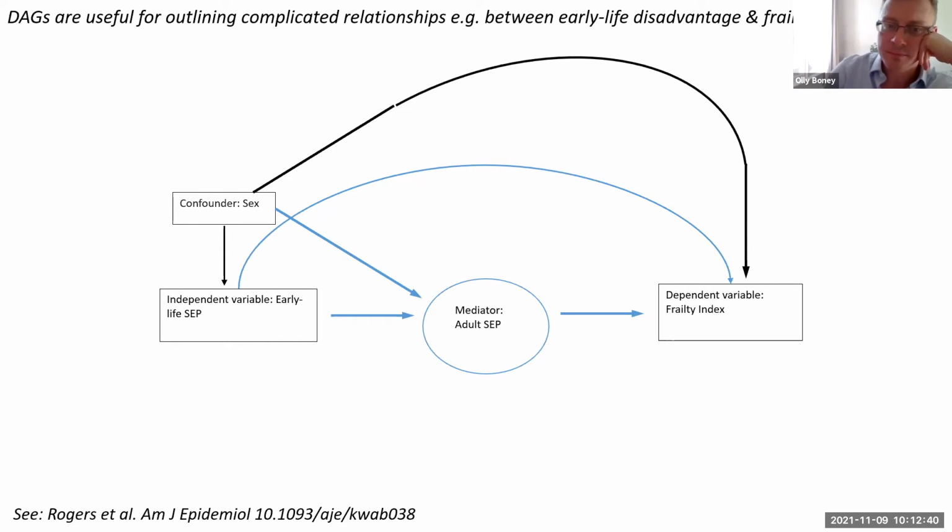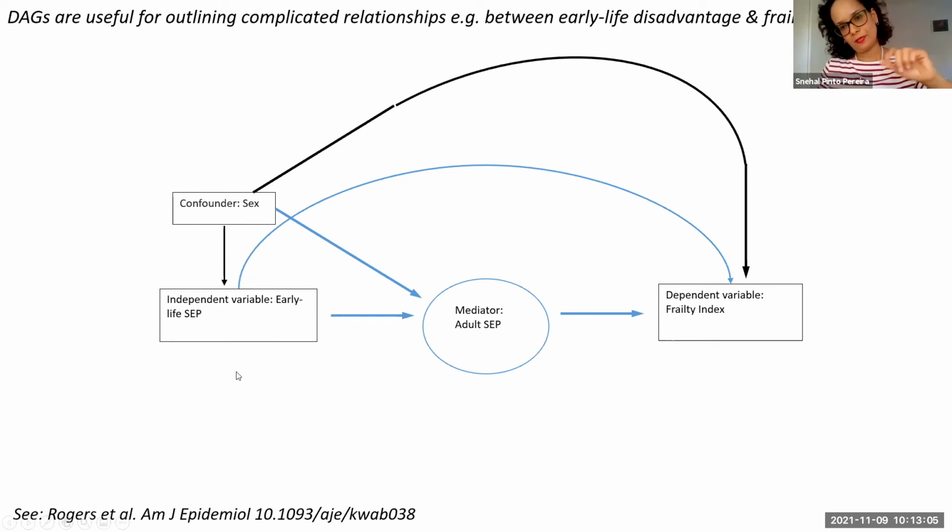It's disadvantage. So your early life disadvantage can affect frailty through continuities of disadvantage into adulthood, or you could have a direct effect. And then you can have things like confounders. So for example, sex could affect your frailty, and sex in some social and cultural instances can affect your early life disadvantage as well.